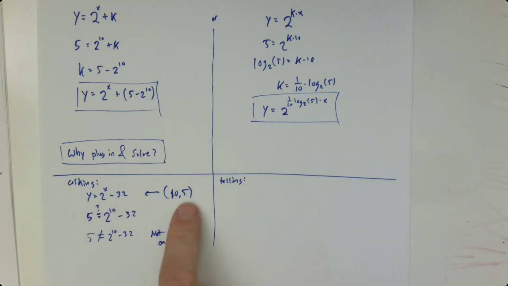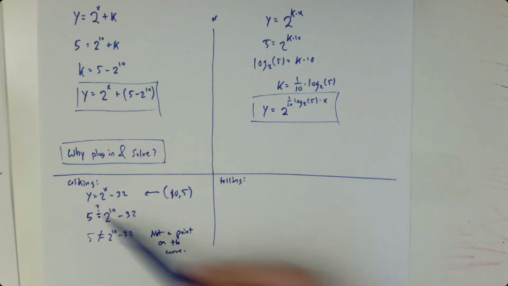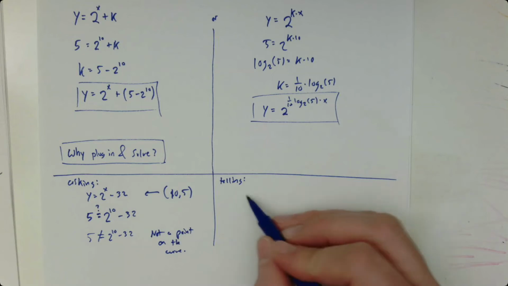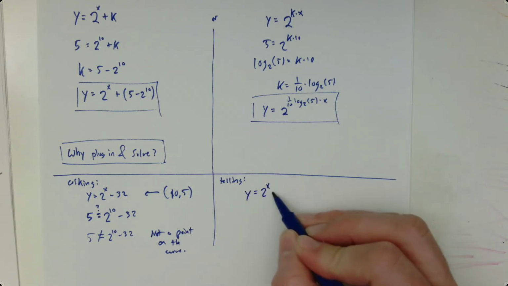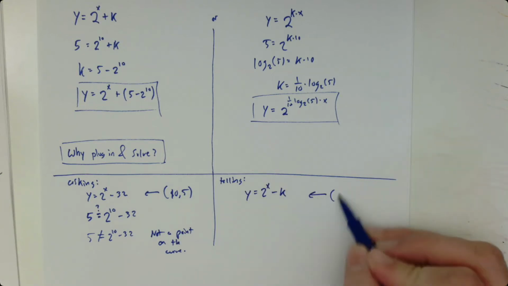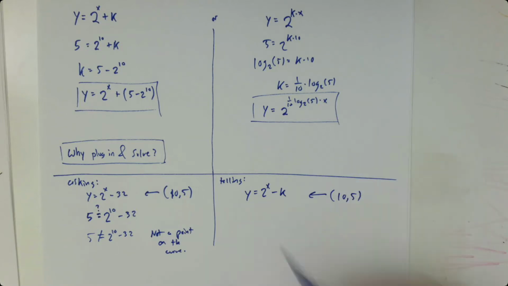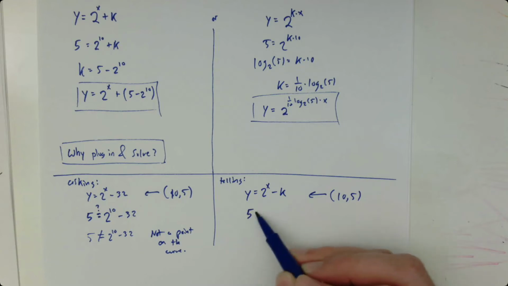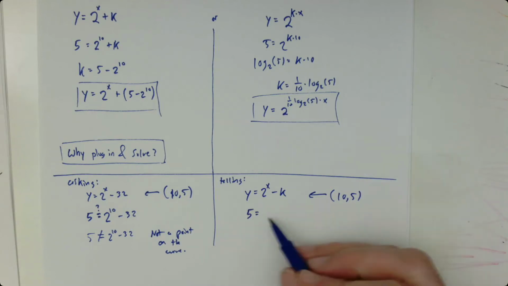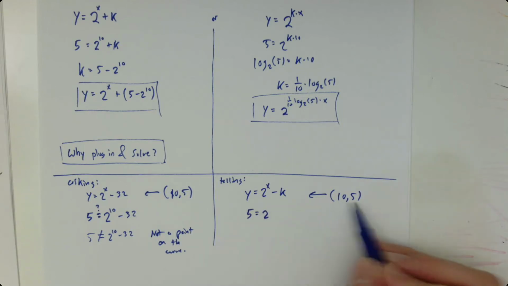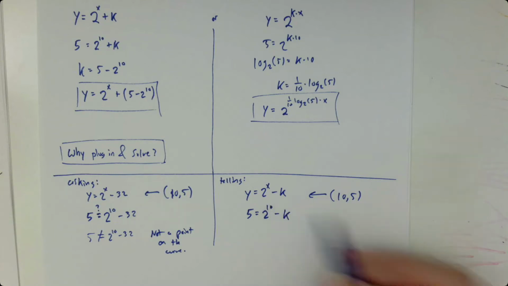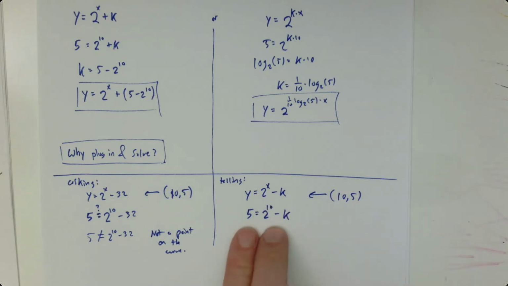All right, so here plugging them in was asking, is this a point on the curve? What if we have the parameter 2 to the x minus k, and now we plug in 10, 5? This is us telling the equation that we want it to be true, that the left side equals the right side when you use the coordinates 10, 5. So now we're saying, yes, these two sides are equal for some value of k. We just don't know what the value of k is. And so what you're doing when you're solving then is you're figuring out what's the value of k that makes it true.